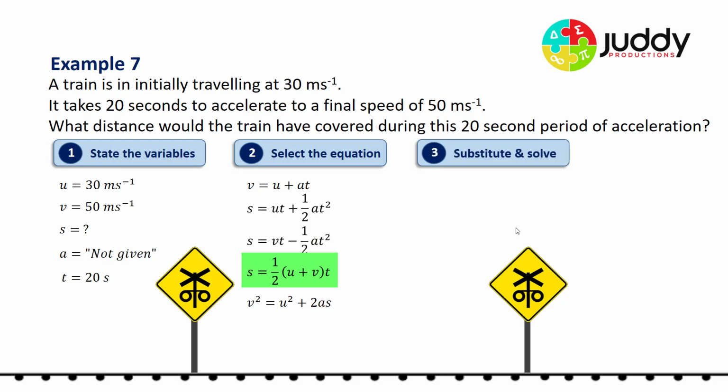Our third and final step is to substitute and solve. Here's our equation. Let's substitute in our values. S was our unknown. Initial velocity is 30. Our final velocity is 50. And our time was 20. Let's calculate that. 30 plus 50 is 80. Half of that is 40 times 20. Gives me a displacement of 800 meters.